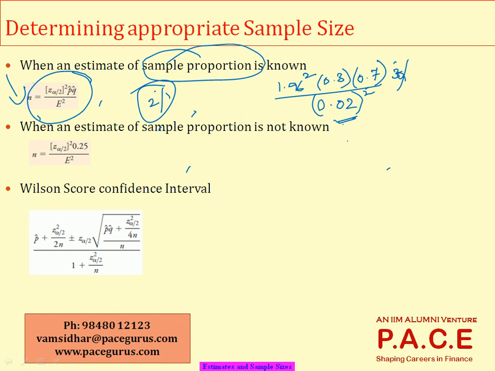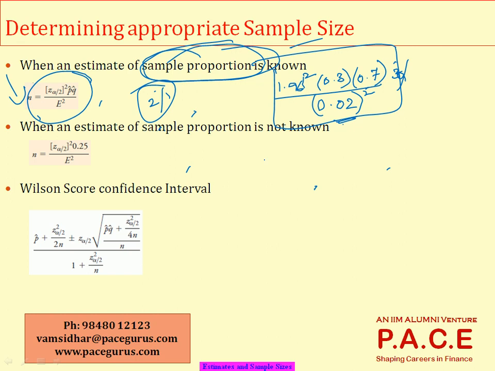So whatever the number that comes up, round it up to the higher side and say that is the minimum sample size you would like to go with. And in case you don't know the initial estimate of the sample proportion, before knowing the sample proportion itself, you want to find out what should be the appropriate sample size.